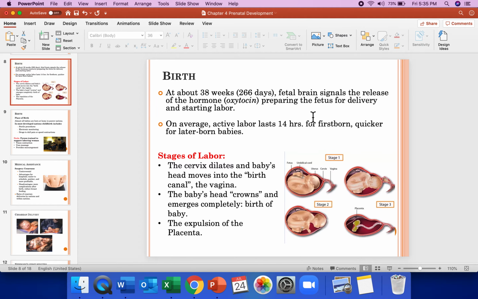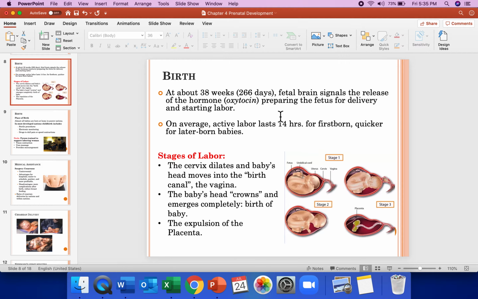The fetal brain at around the end of the 38th week will signal the release of a particular hormone that will start this delivery process. The fetus is going to start to move into the birthing canal, the uterus is going to contract, and all of this process can take from 1 hour to 1 day. There is really no specific timeline for what each woman will go through.